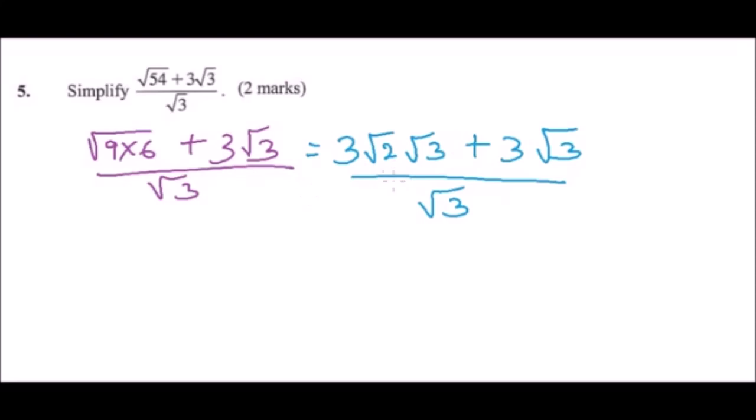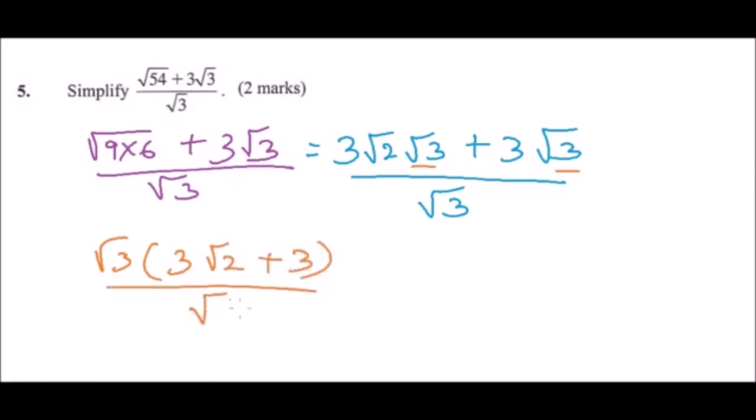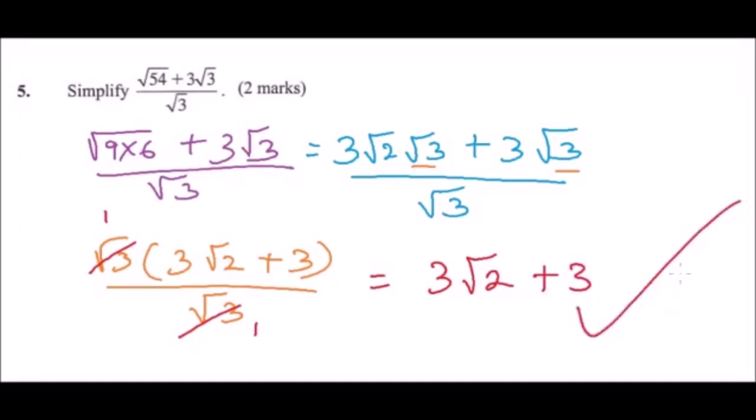From there, we can factor out root 3 here. So we will have root 3 outside. Here we will be left with 3 root 2 plus 3, divided by the root of 3. Then we can now cancel. Root 3 divided by root 3 is 1. So this gives us 3 root 2 plus 3. And that is the simplest form in which we can leave that expression.